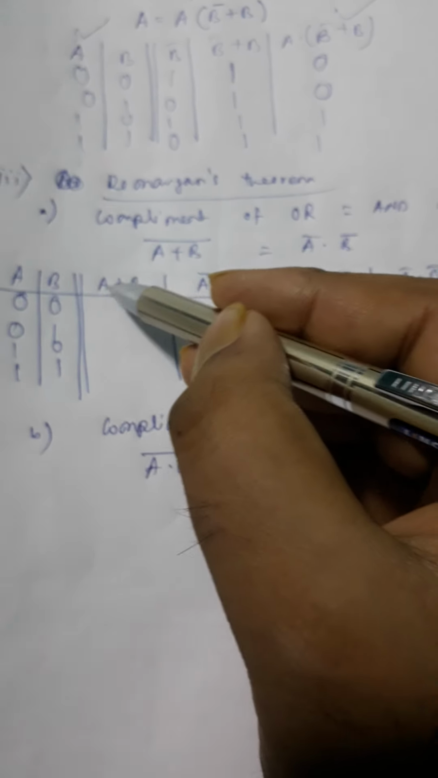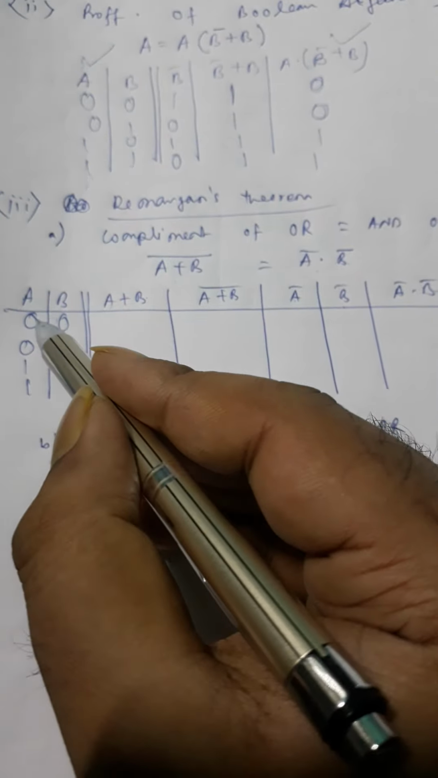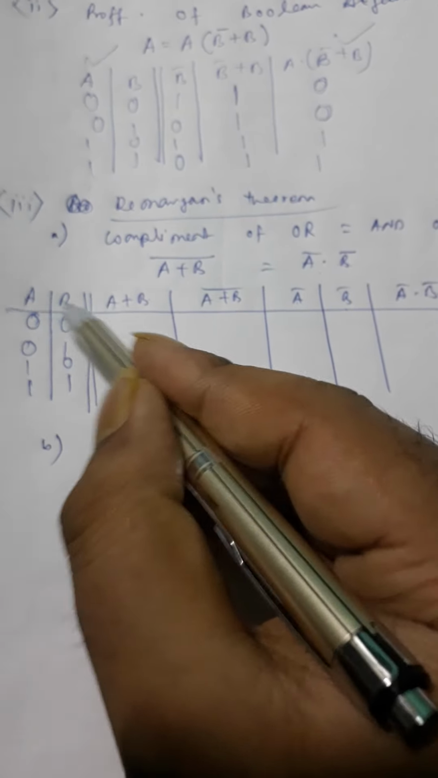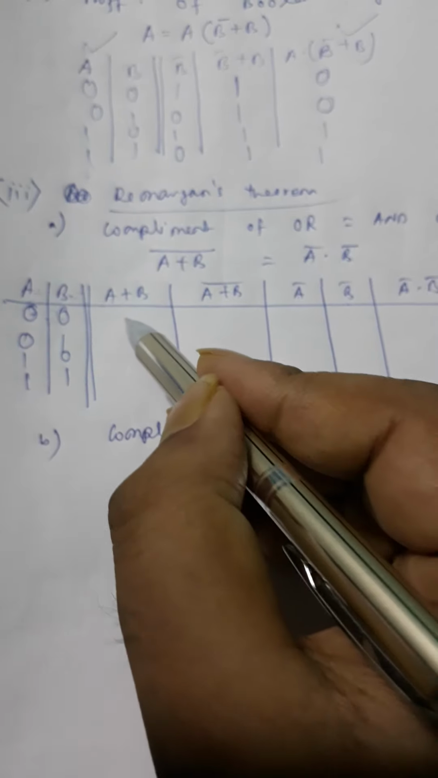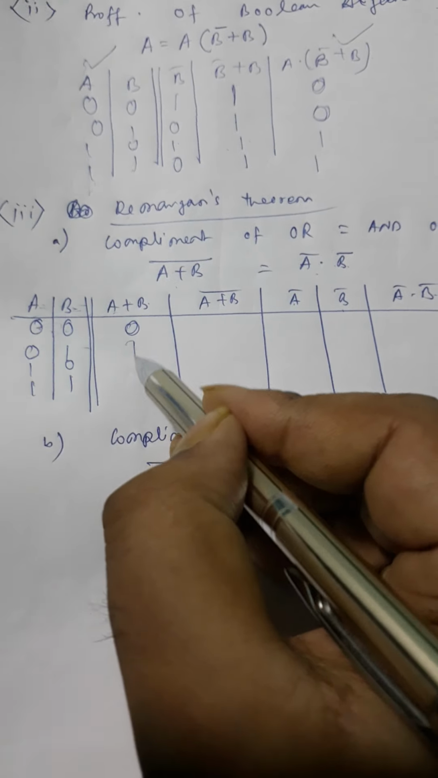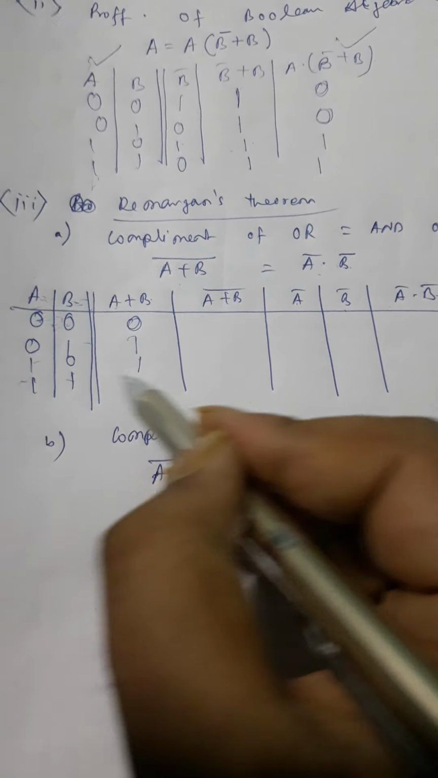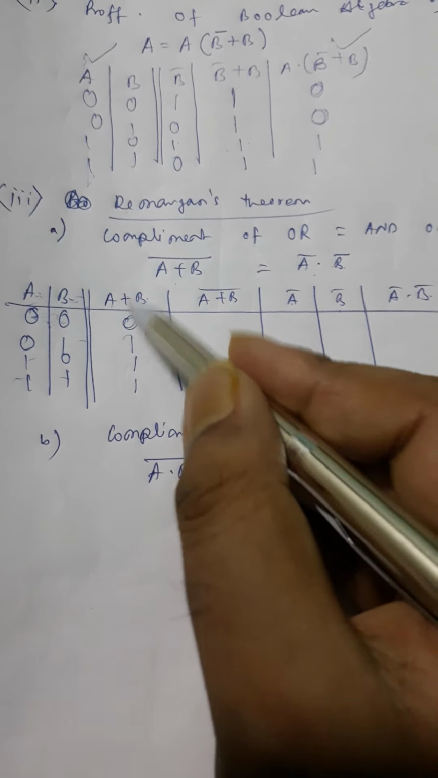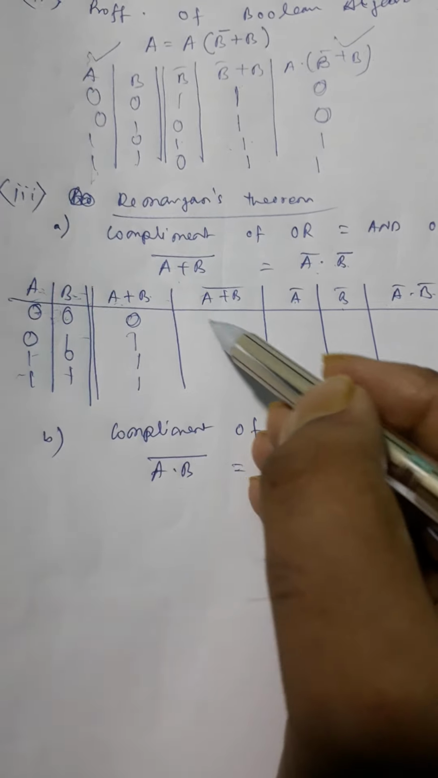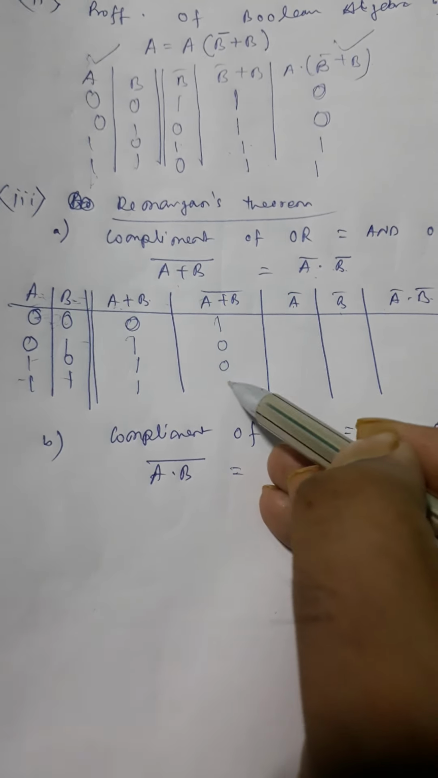Fine. So A plus B, right? A plus B means ORing between these two. OR means what? 1 1 makes 1, 0 0 means 0, 1 1 make 1, 1 1 make 1. And this is the complement only. Complement means complement of this, right? A plus B whole bar. So this is 1 0 0 0.